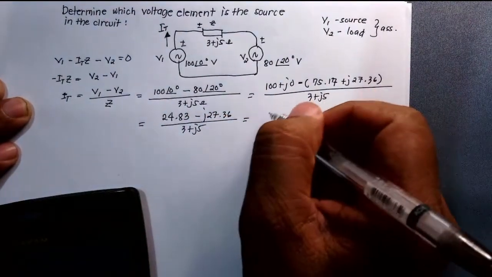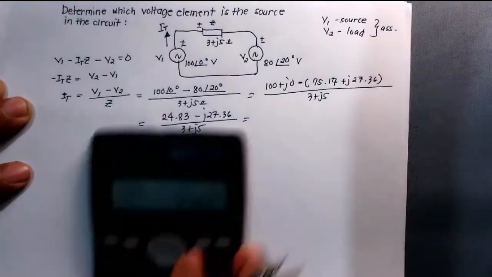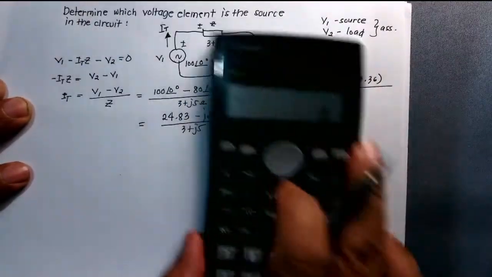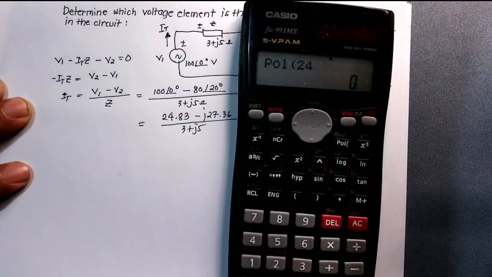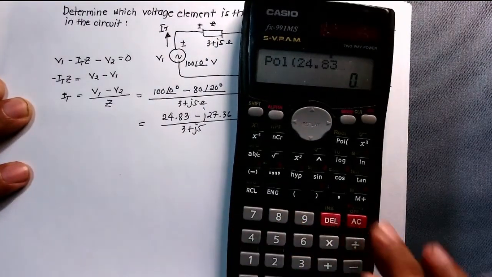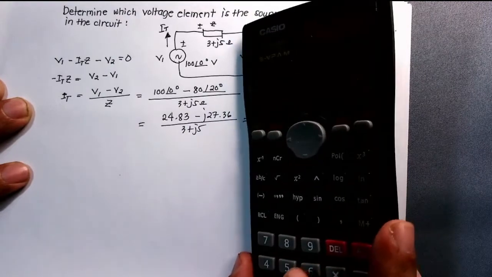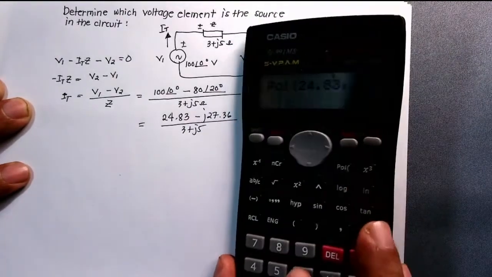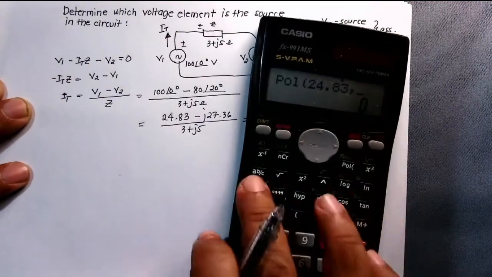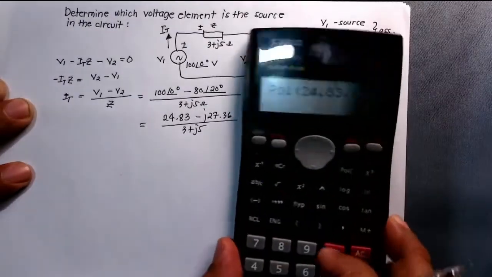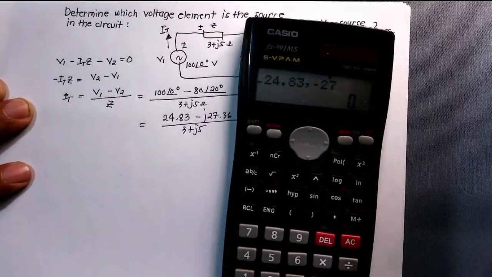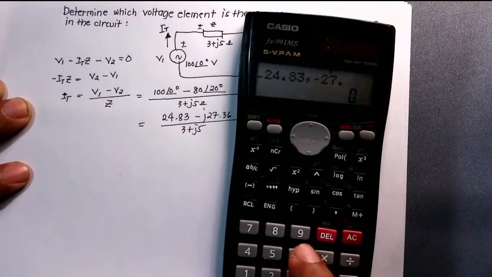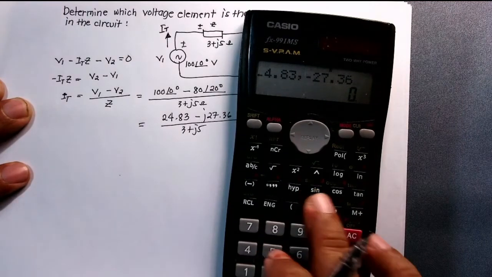So we transform this again to polar form. So we are now taking the value for the polar form of the rectangular form, 24.83 minus J27.36.